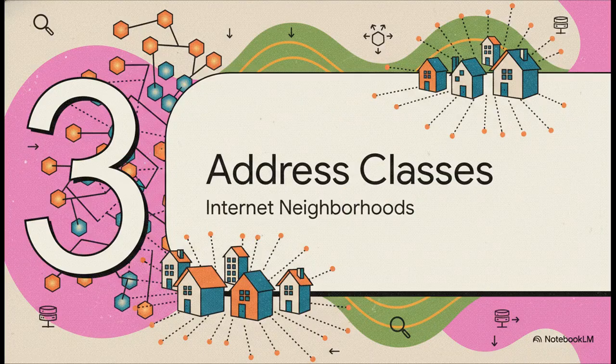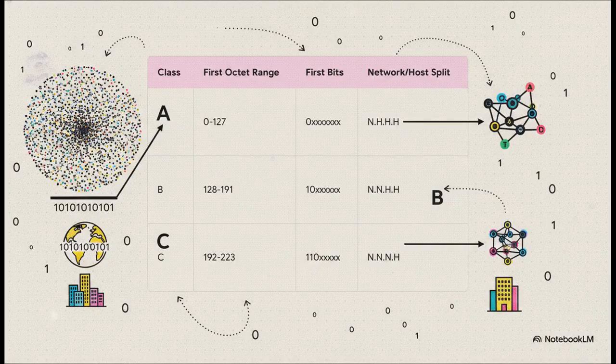So we have these digital neighborhoods, but how big are they? Can a network have just a handful of houses, or can it have millions? Well, the answer comes from something called address classes. It was one of the early systems for creating networks of all different sizes. You can tell the class of an IP address just by looking at its very first number.